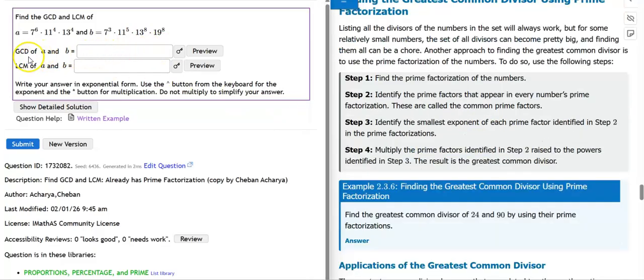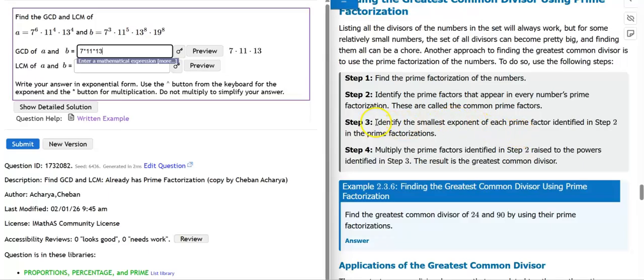So to find the GCD, greatest common divisor, we only pick common prime factors. 7 is common, 11 is common, 13 is common. So you have 7, 11, 13. I put the 7 here, then times 11 times 13. These are the only common prime factors.